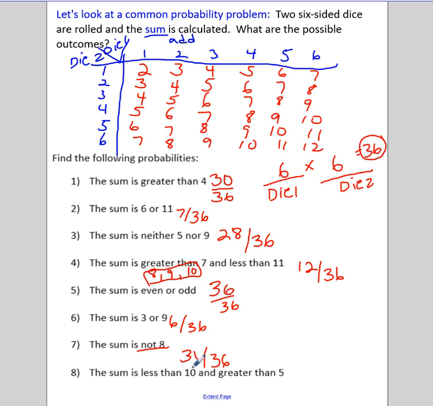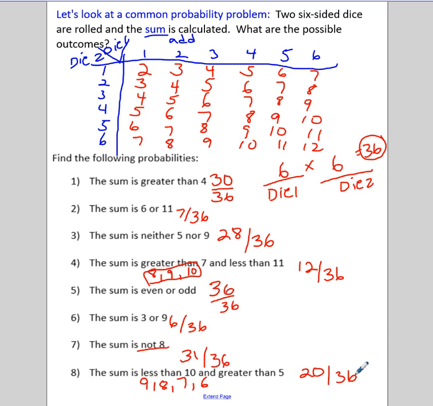Last one, the sum is less than 10 and greater than 5. So less than 10 would be like 9, 8, 7, 6, but it has to be greater than 5, right? So it's just those 4. So let me go up and count. So the 9's through the 6's. 1, 2, 3, 4, 5, 6, 7, 8, 9, 10, 11, 12, 13, 14, 15, 16, 17, 18, 19, 20. So I got 20 out of 36.